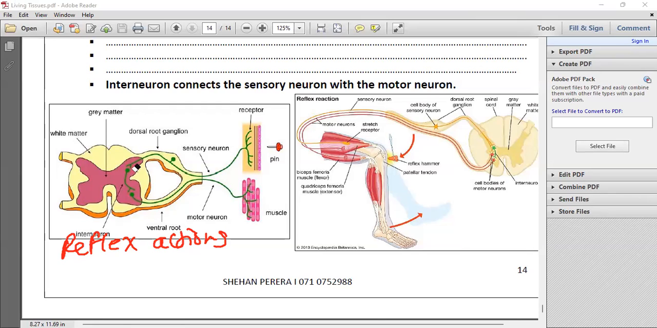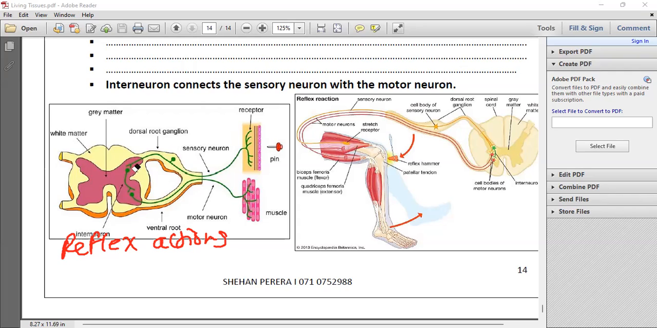Can you understand? Right? So reflex actions are unconscious actions, right? They are unconscious actions, not subjected to what you call processing. Right, like this. Reflex actions, a point.